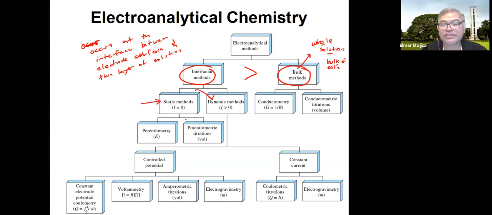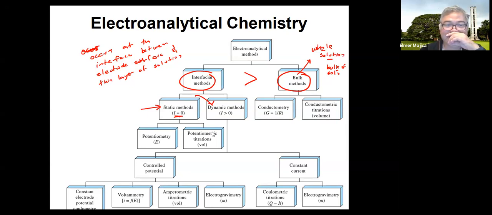So if you look at the static methods, these are what? We could say the difference between the two depends on whether there is current in the electrochemical cell. So if you have a static method, what can you say? Is there current or no current? If you look at this, I equals 0, so if it's a static method, that means there's no current. So this is usually a potentiometric method. Compare it with the dynamic method.